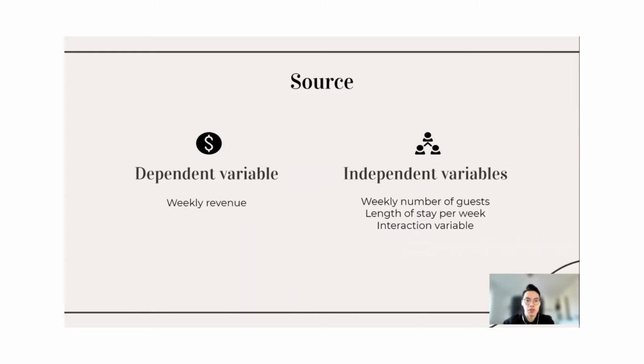Now I'll be going over the methodology and data portion of the project. In terms of the source of our data set, it was retrieved from Kaggle, which provides booking information for two types of hotels, city and resort, and the data ranges from July 1st, 2015 to August 31st, 2017, which is a total of 129 weeks.